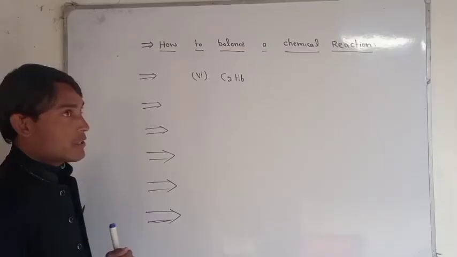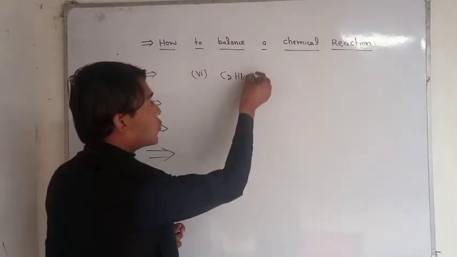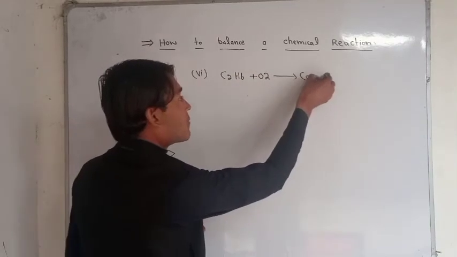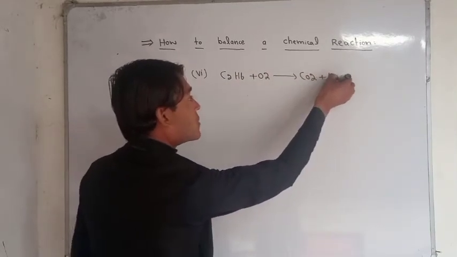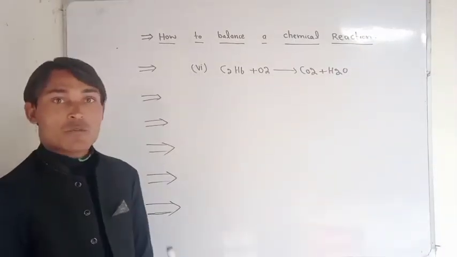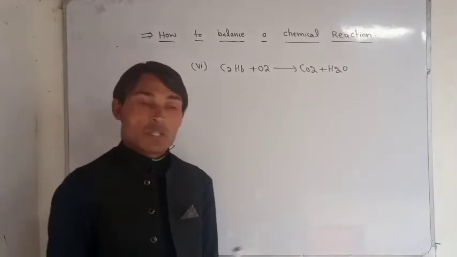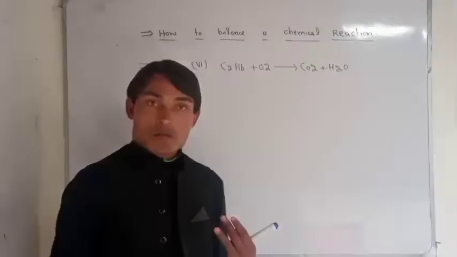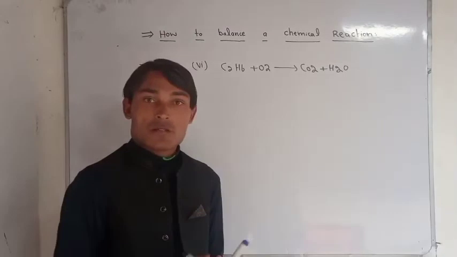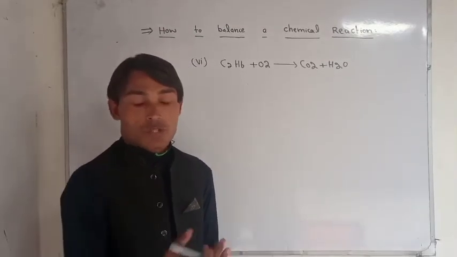It's ethane. Ethane reacts with O2. It forms carbon dioxide plus H2O. This reaction is a bit difficult, but we have to follow the same rule. Rule number 1 is that first we balance metals, then non-metals, then oxygen, and the last one is hydrogen.